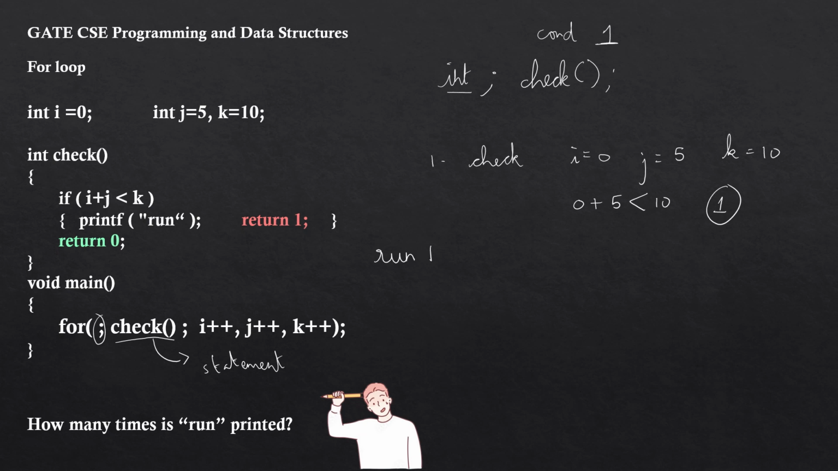Next, since there are no statements, it is going to check the condition. Now you see, before checking the condition, there are 3 variables here. So multiple variable increment is also allowed. Now the second time, i is going to be incremented to 1, j is going to be incremented to 6 and k is going to be incremented to 11. So now check function is called the second time. It is checking 1 plus 6 less than 11, which is true. So run is printed the second time.